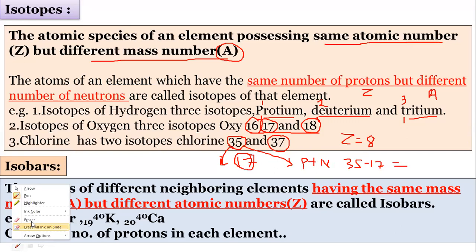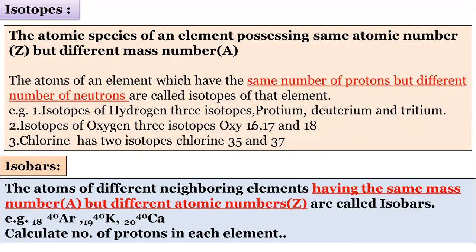This can be asked for 1 mark. Calculate the number of neutrons. In case of this isotope, oxygen 18 isotope, tell me the number of neutrons. Atomic number is 8. So 10, sir. 10. Correct. So I think you understand this, what is meant by isotopes.